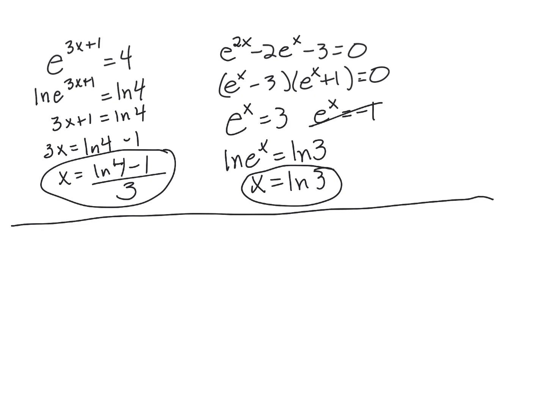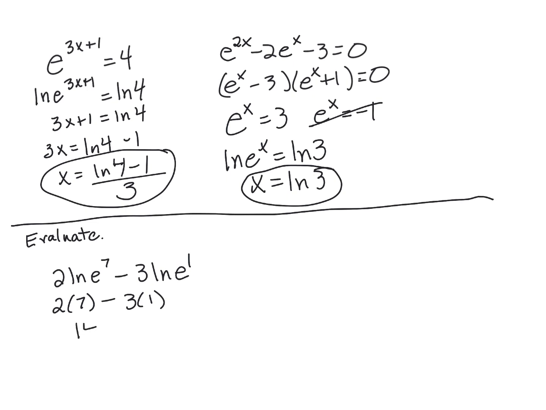I just want to show you a couple of things here. If I say evaluate without a calculator something like 2 ln of e to the 7 minus 3 ln of e to the 1. You have to recognize that the ln of e to the power is just the power. So this is 2 times 7 minus 3 times 1, and you get 11.